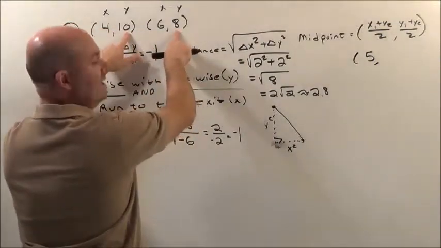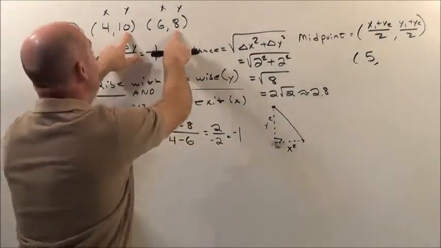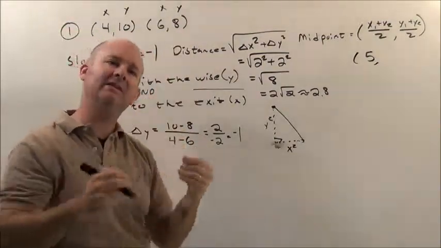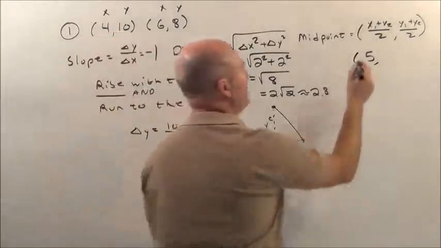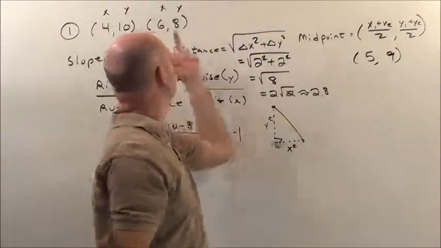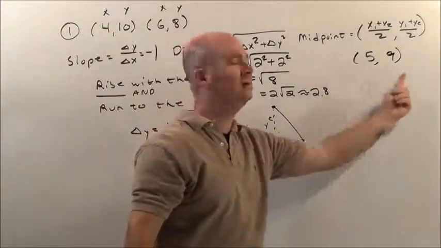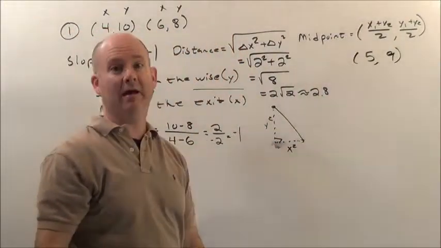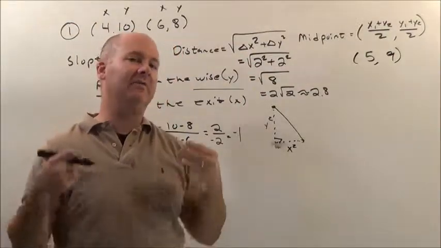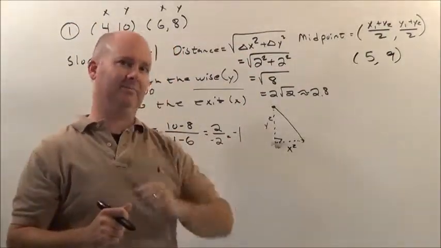What's the middle between 10 and 8? I can see that it's 9, but let's say there were numbers I couldn't see. 10 plus 8 is 18. 18 divided by 2, 9. So there we have it. The midpoint between these 2 points is the ordered pair 5, 9. A lot of things going on here, but they're not really that complicated if you just think about them. Problem 1 for you.